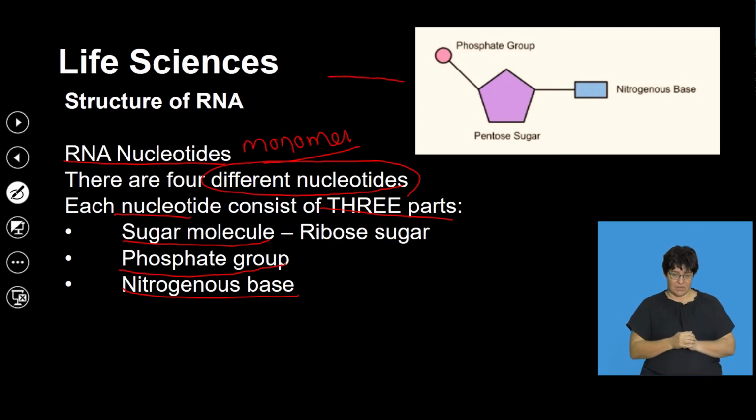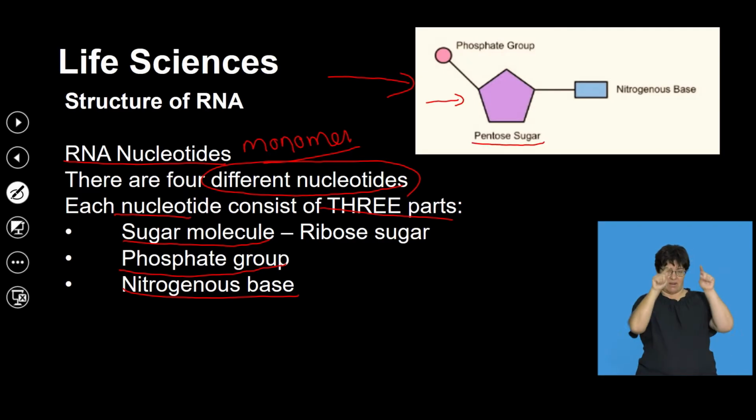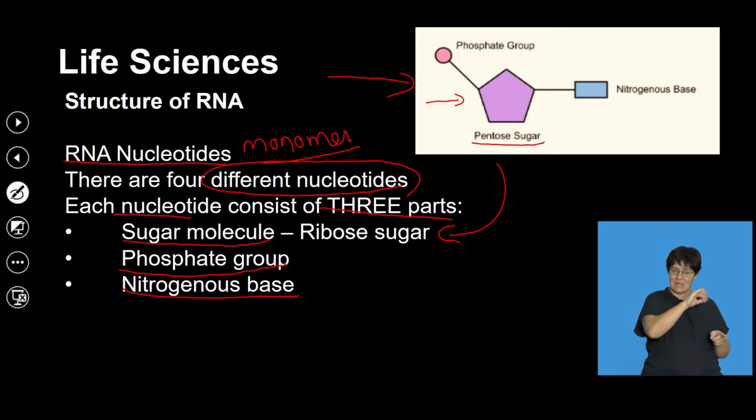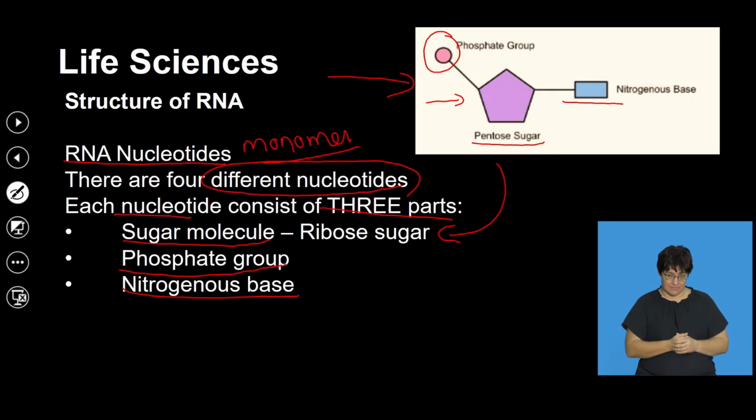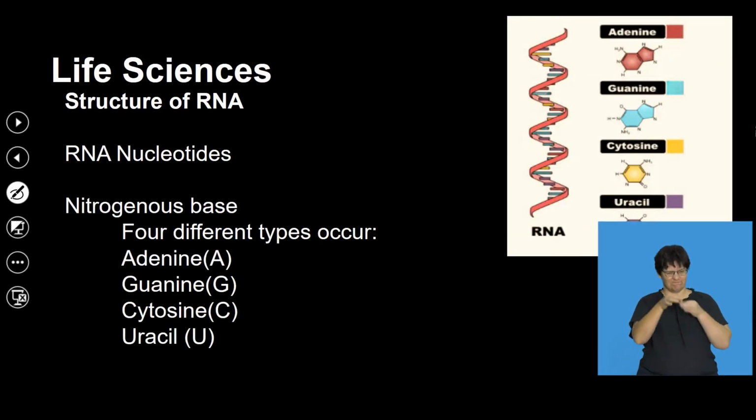So if we were to illustrate that as a monomer, we would see that we have a pentose sugar. Again, it's a 5-carbon sugar, so we refer to that sugar as a ribose sugar as compared to DNA, which was a deoxyribose sugar. Very similar, it has a phosphate group and it has nitrogenous bases. Let's try and unpack that a bit further.